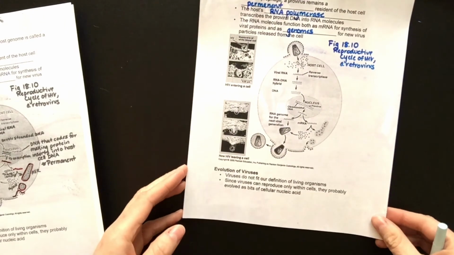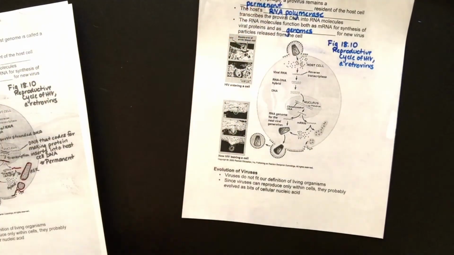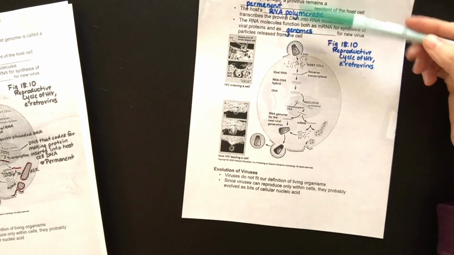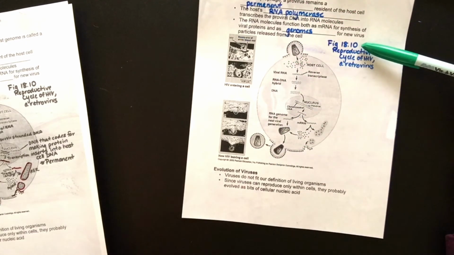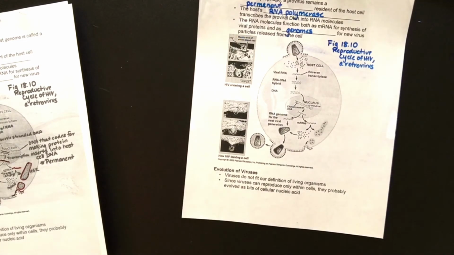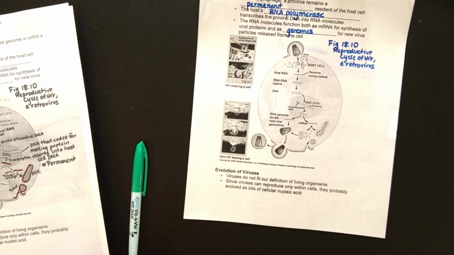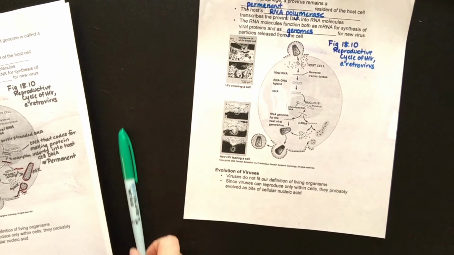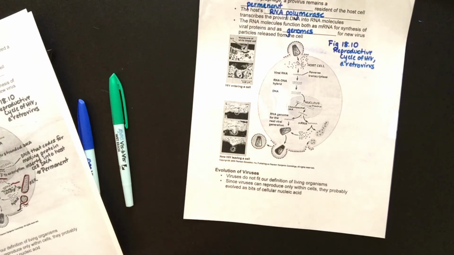So if we look at what happens here, let's focus on the picture first, and then, like we did before, go back to the bullets up above. So this picture is figure 18.10 in the book, and it's the reproductive cycle of HIV, a retrovirus. So I'm going to show you how it's a little bit different than just the normal RNA virus that we looked at in the previous picture that just used the host cell to make more RNA for the viral genome.